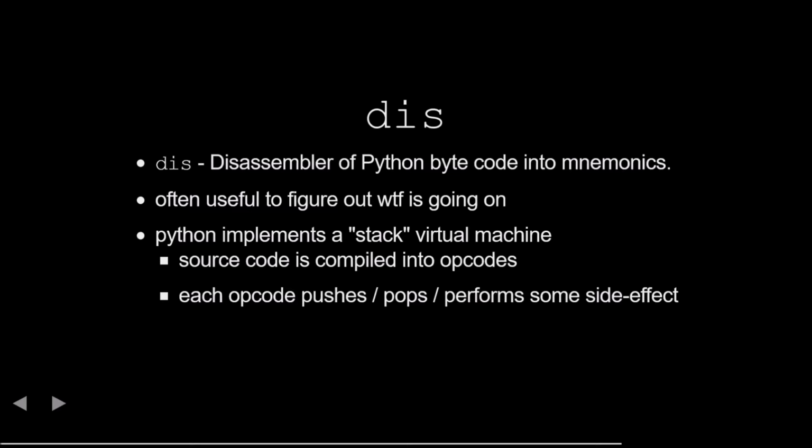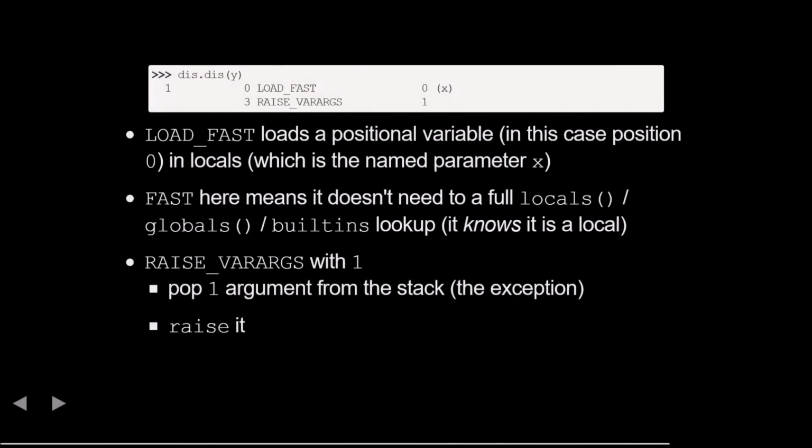Python implements a stack virtual machine. That is, source code is compiled into opcodes, and each opcode either pushes, pops, or performs some sort of side effect. When we disassemble our function object, we can see what is actually going on. In this case, it's two opcodes, the first being LOAD_FAST, which loads the variable at position 0, in this case our named parameter x. LOAD_FAST takes the loaded variable and pushes it onto the stack. The second opcode is RAISE_VARARGS with the operand 1. In this case, it means pop one argument from the stack, the exception object, and raise it.